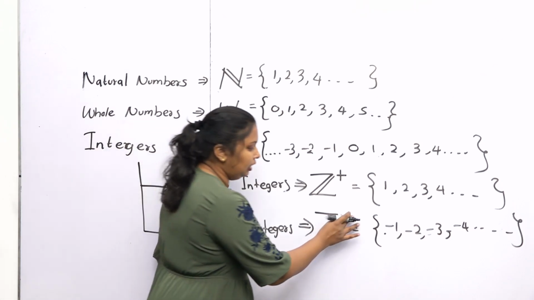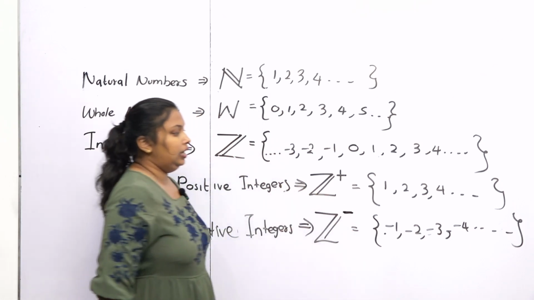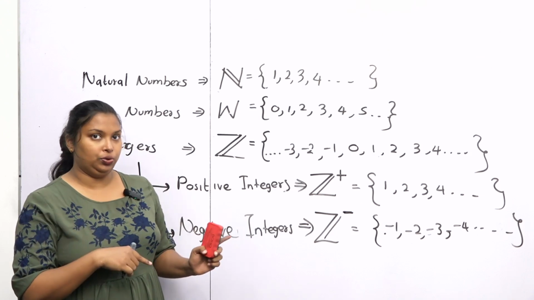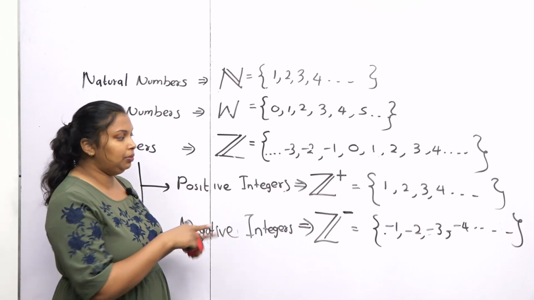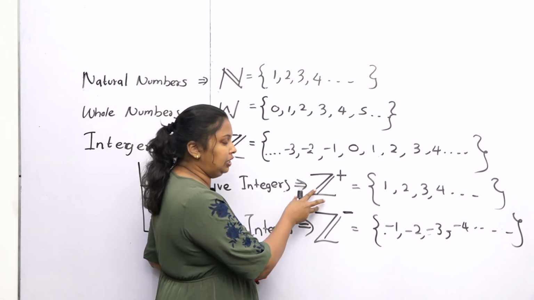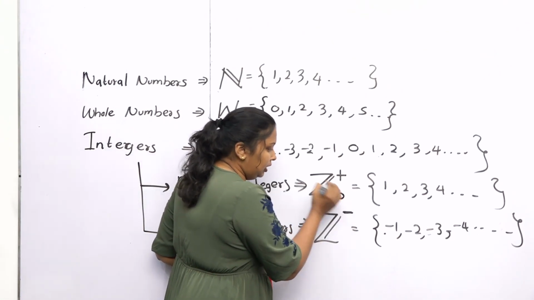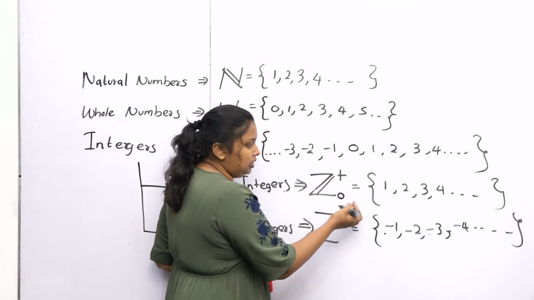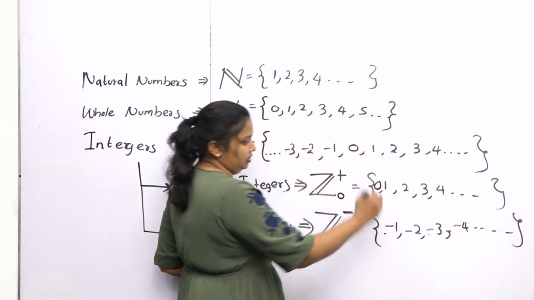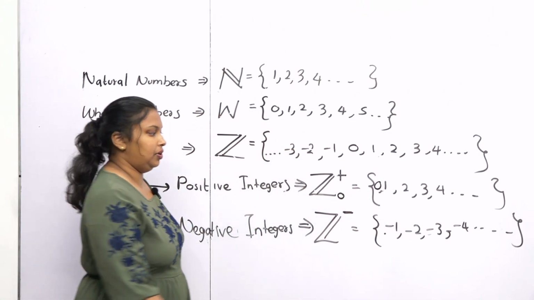So we are writing a minus sign here. Now if you need to include 0 to this set, that means positive integers including 0, you can write a 0 here. Positive integers including 0, and you can add a 0 to this. Okay, so we are representing.